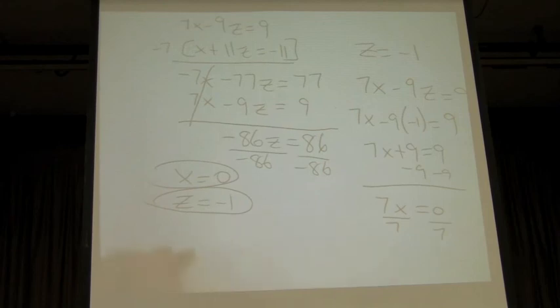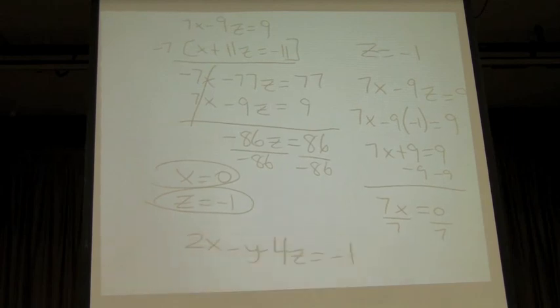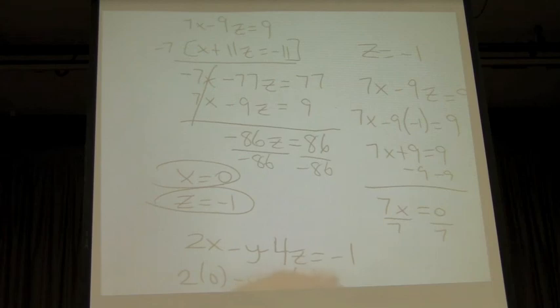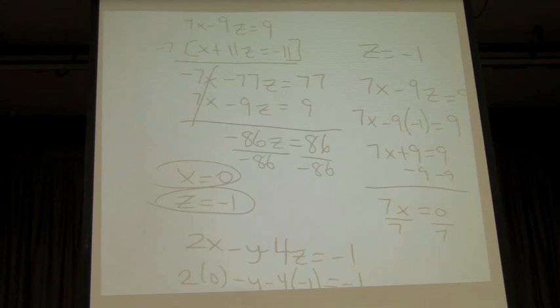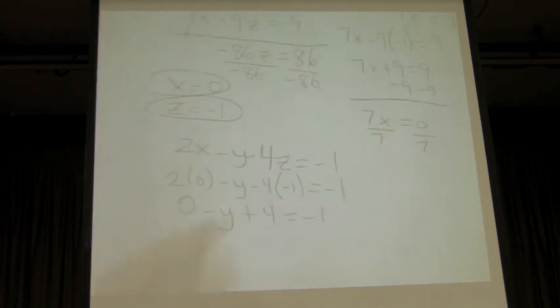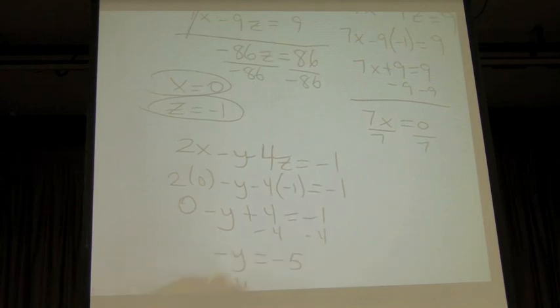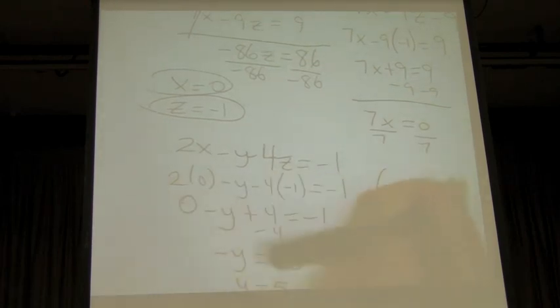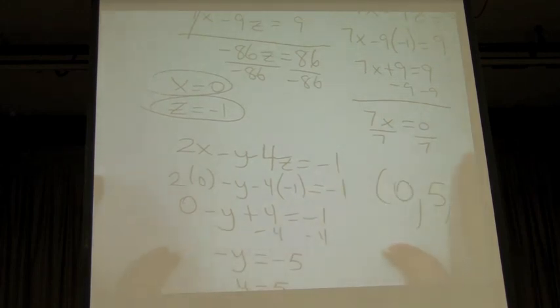Now go back to the original equations. Choose any of them. It doesn't matter which one. Plug in 0 for x. Plug in negative 1 for z. You get 0 minus y plus 4 equals negative 1. Subtract 4. Negative y equals negative 5. Divide by a negative, y equals positive 5. Your answer is 0, comma 5, comma negative 1. We are done with essential standard number 3.